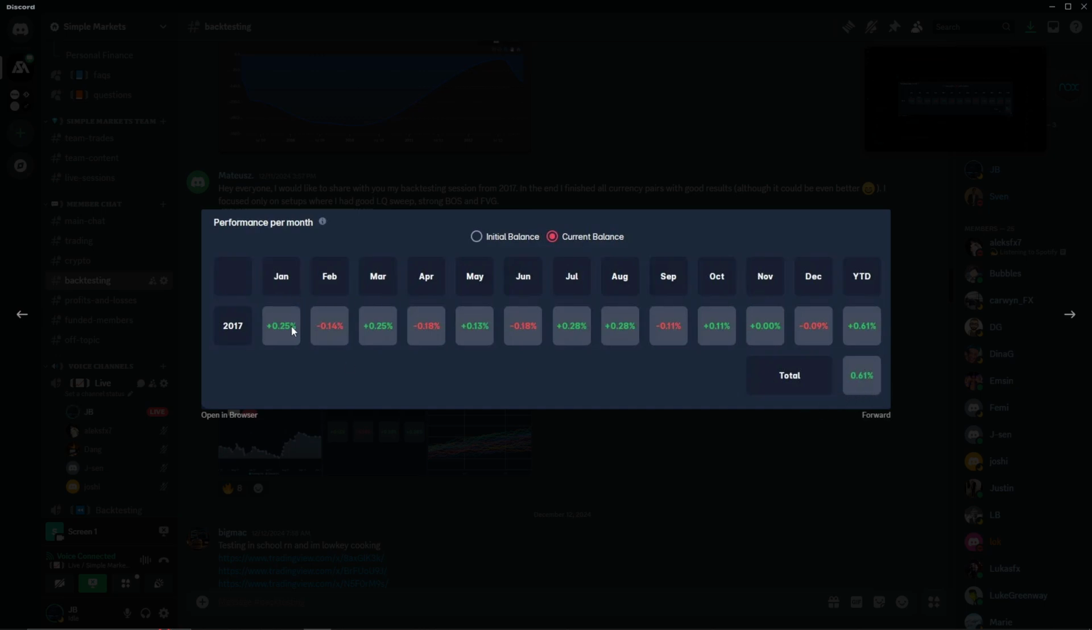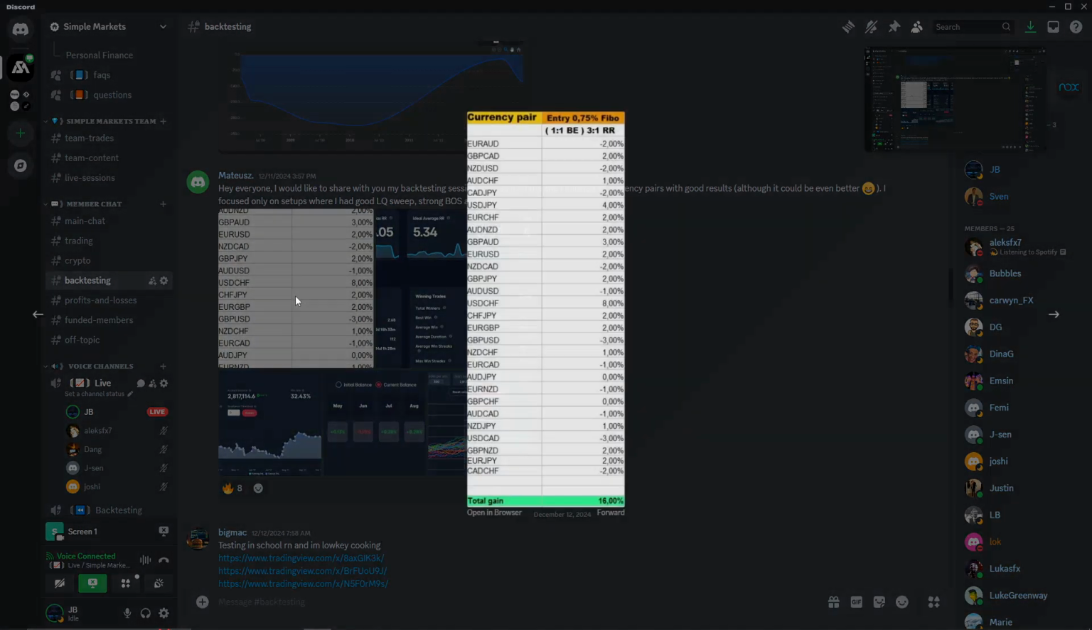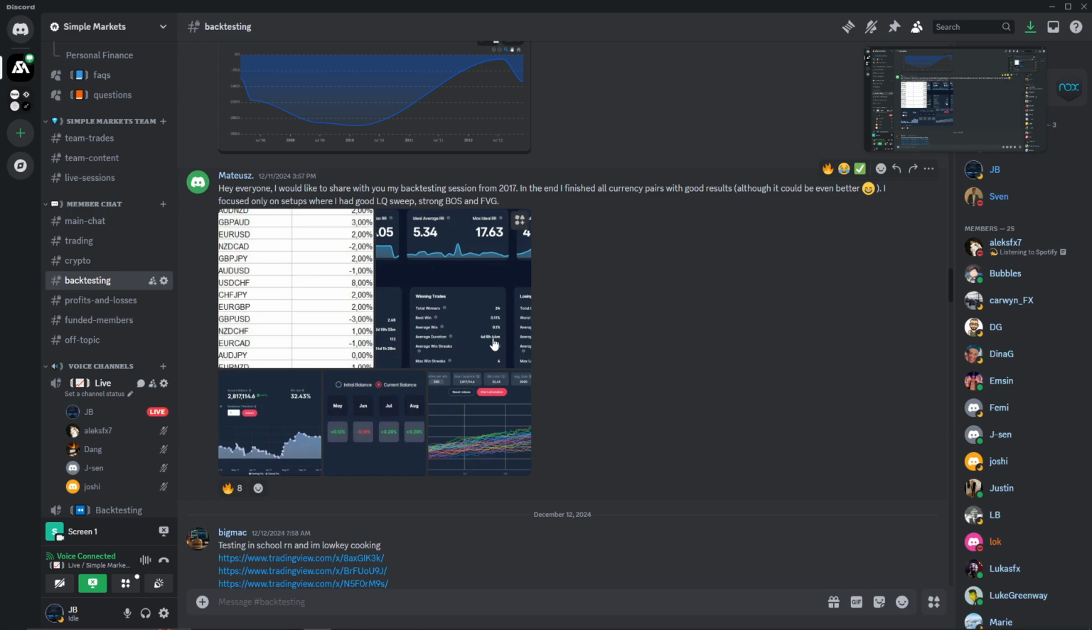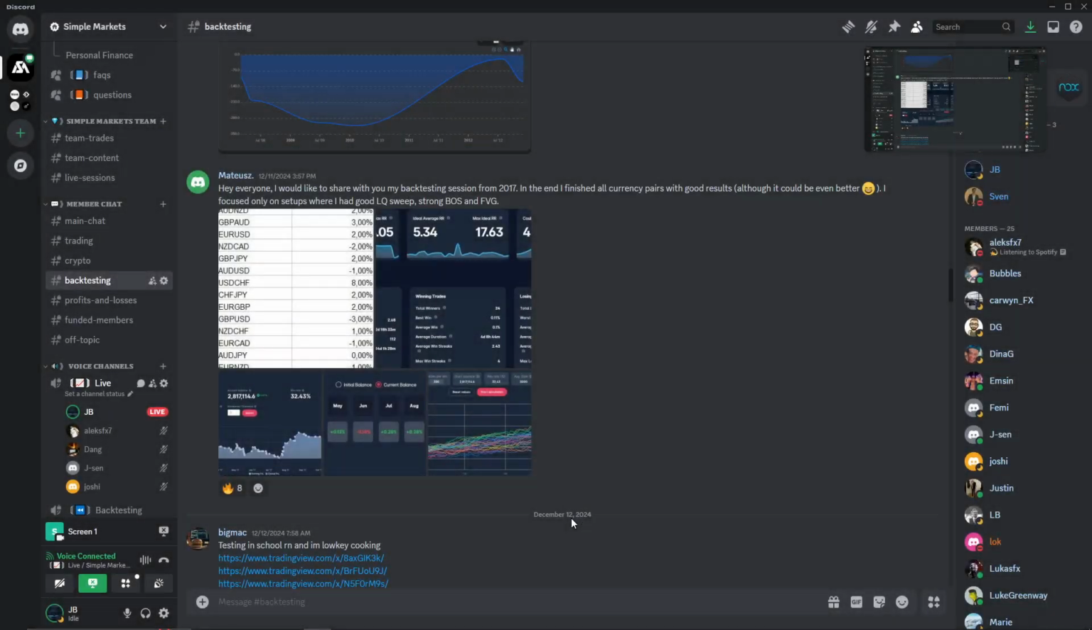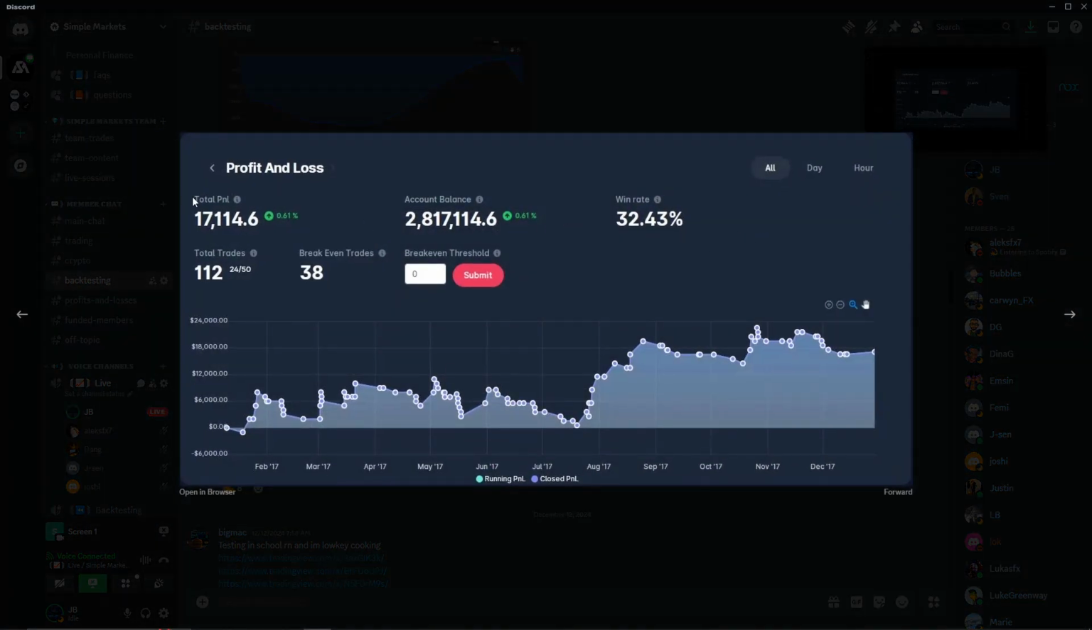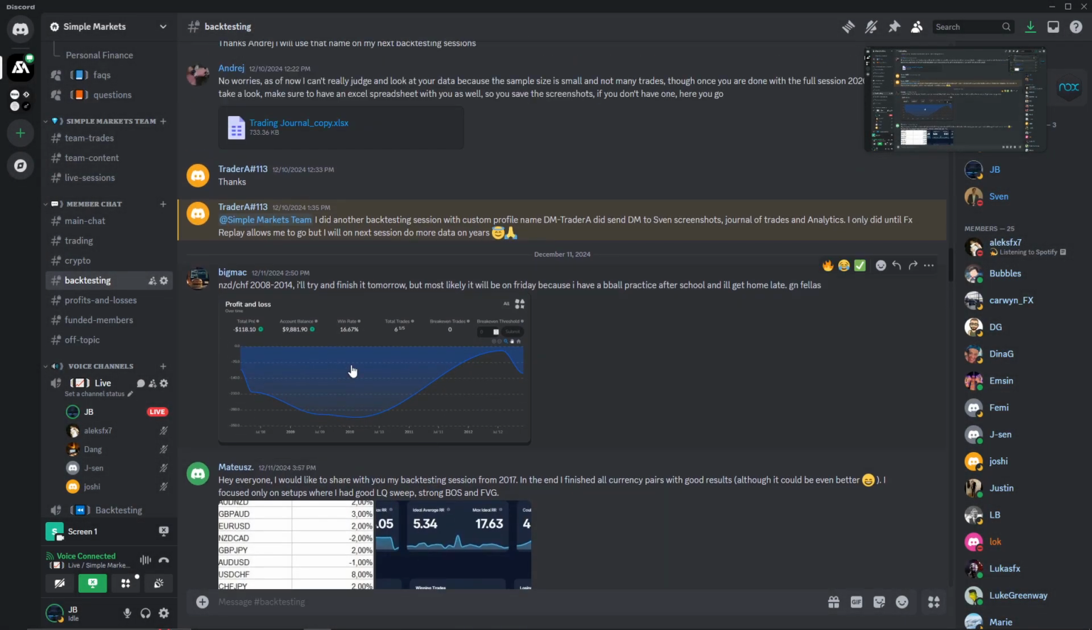Keep in mind, FX Replay has a glitch where they don't show the proper percent gain, but he said 16% based on his journal here. And I do think, coming back to the amount of trades we talked about, he did have a little bit less trades. So he only had in total here, it looks like 112 trades, which isn't bad actually. That's a pretty good level.